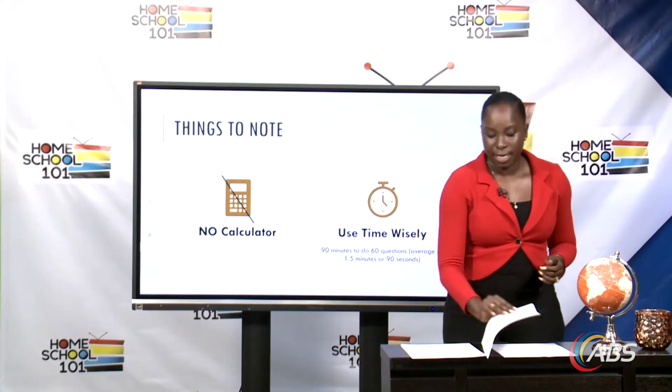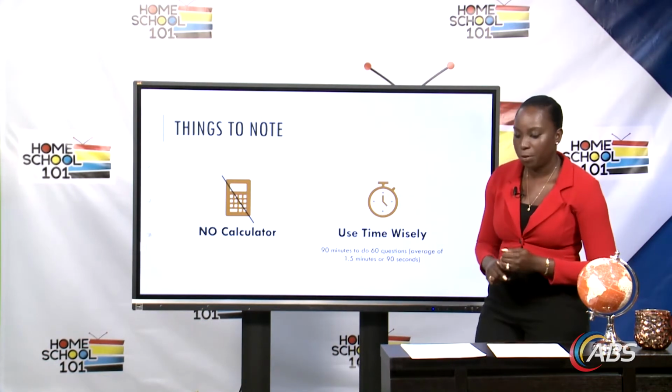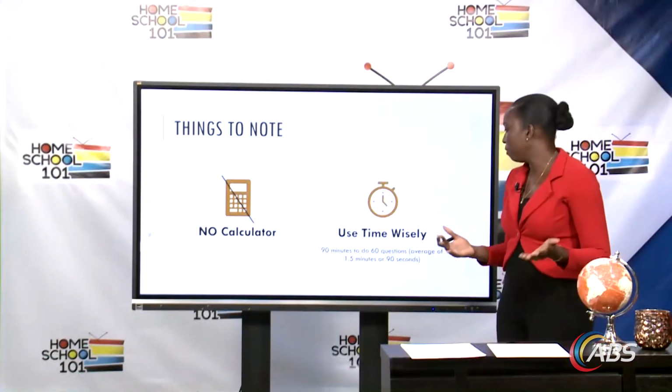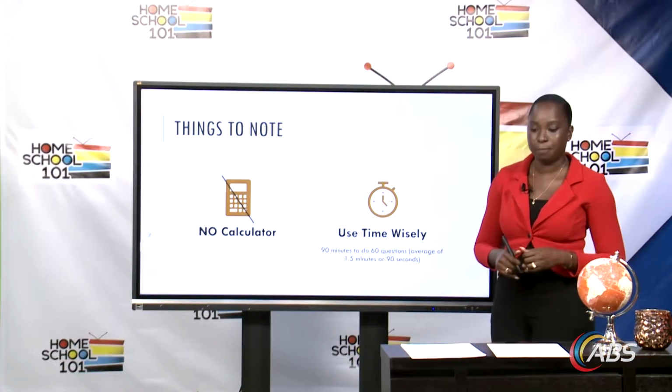So some important things to note in preparation for your upcoming exam is that there's absolutely no use of calculators, and you must be sure to use your time wisely. You have 60 multiple choice questions, and you're only allotted 90 minutes, which is an average of about 1.5 minutes per question, or if you prefer, 90 seconds per question.